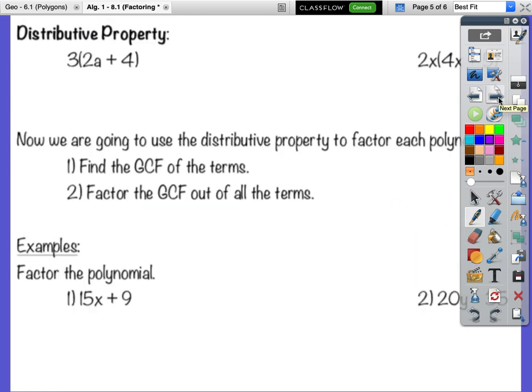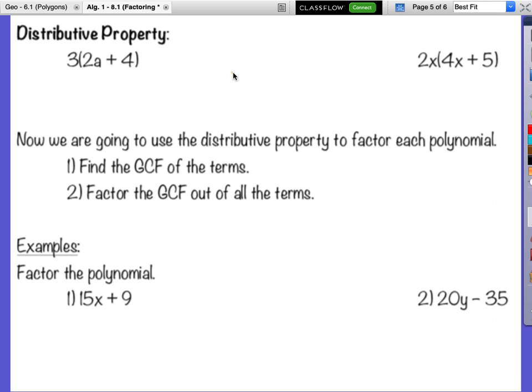So let's go back to our distributive property a little bit here. We talked about that at the beginning. I want you guys to go ahead and distribute on these two. Go ahead and do the distributing on those first two, where it says distributive property in the middle of your page. So go ahead and do that, please.